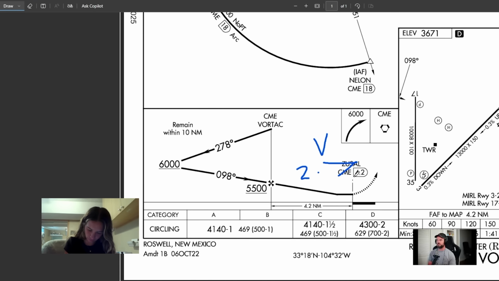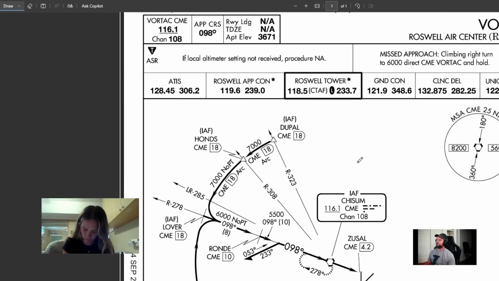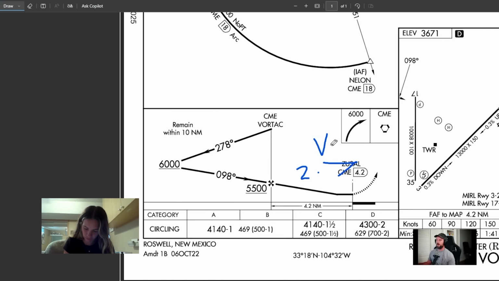So it starts to make this approach look a little bit tighter, because you're going from 5,500 all the way down to 4,140 within 2.5 miles. Okay. And if I don't see the runway by this point, even if I do see the runway past it, I'm still going to go missed at the missed approach point.